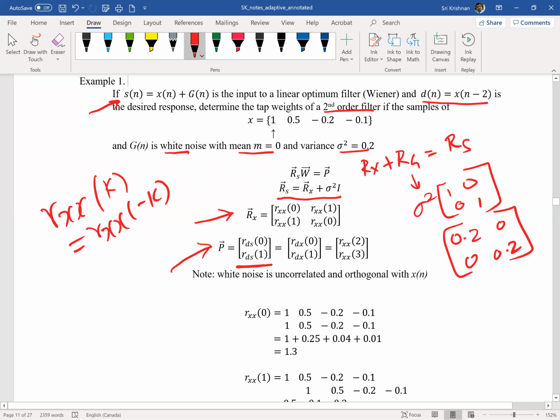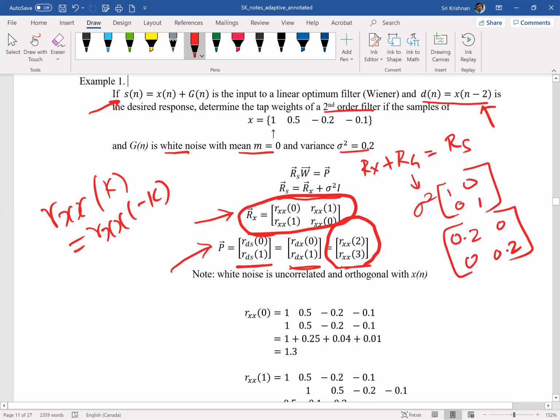Interestingly, it happens that your desired response being the signal itself delayed by 2 units, no matter what, it is uncorrelated with white noise. So as well we could do RDS as RDX as shown here, and RDX 0 and RDX 1 is what the cross correlation matrix would be. The first sample of D is nothing but xn minus 2 times xn, so it essentially gives you the autocorrelation itself, but RXX2 and RXX3. So that's the P matrix. This is the autocorrelation matrix that we have.